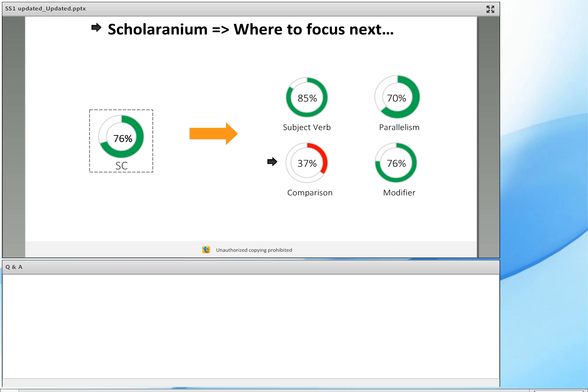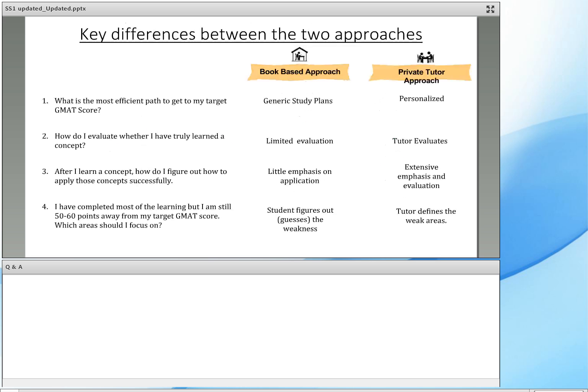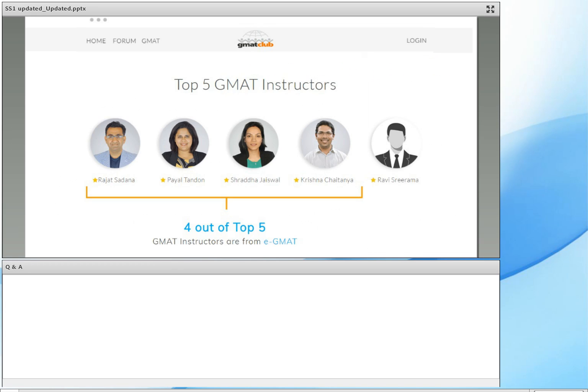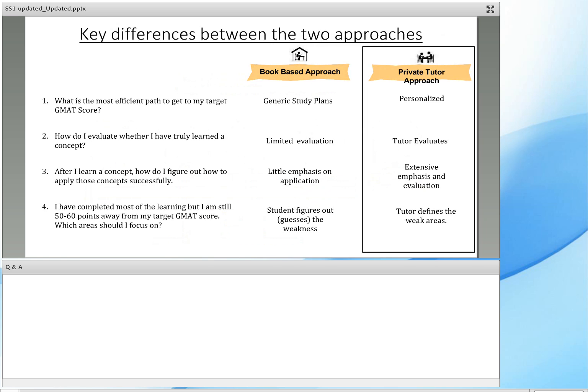And so you can do that entire round tripping in about a day or so and go from that 76 percentile to that 90 percentile ability. So you can very clearly see why when we say most of the other courses are based around this book-based approach, whereas e-GMAT is built around this private tutoring-based approach.